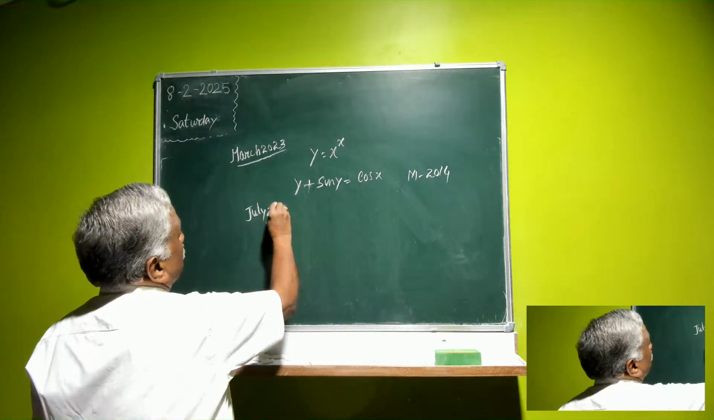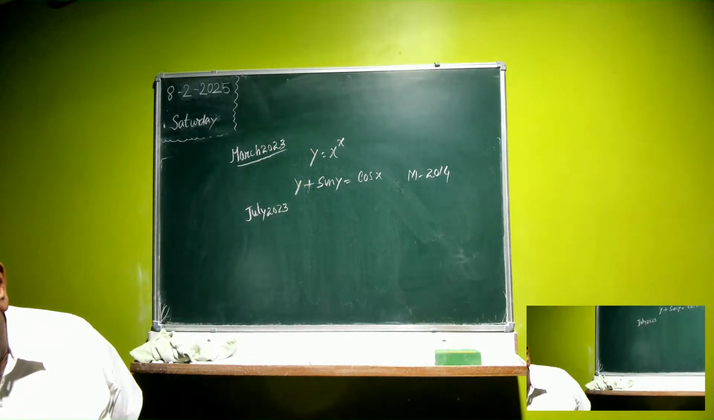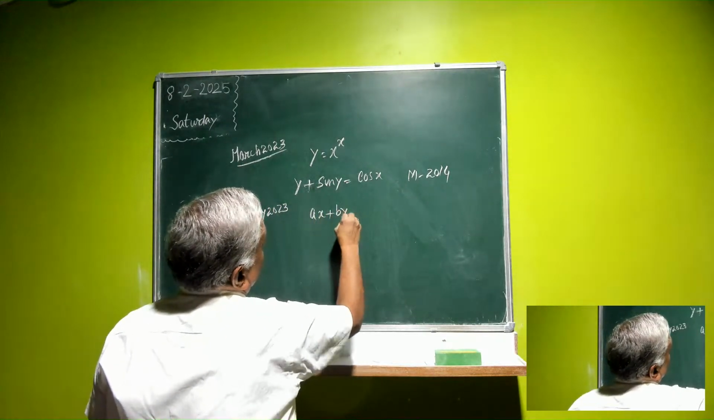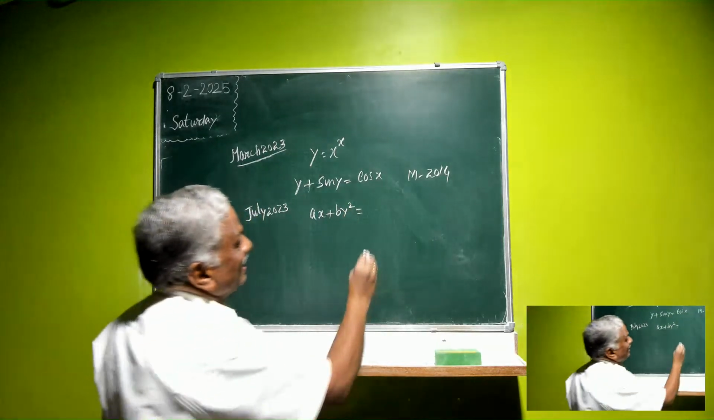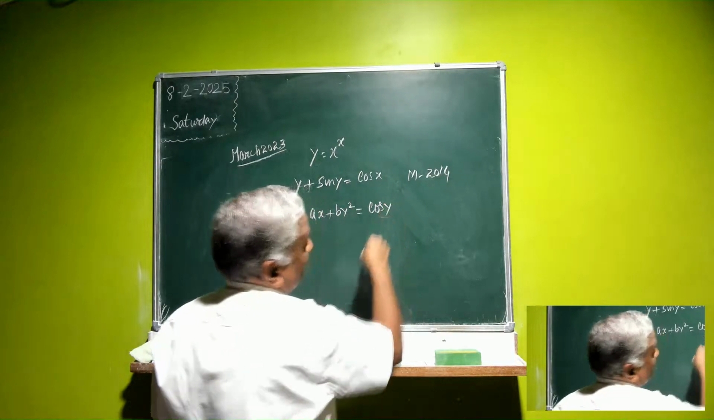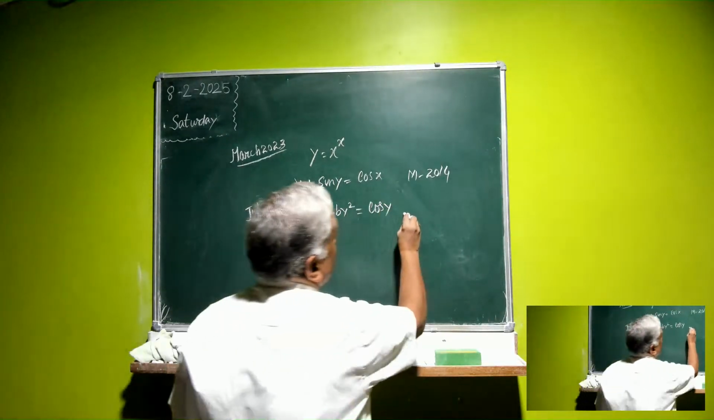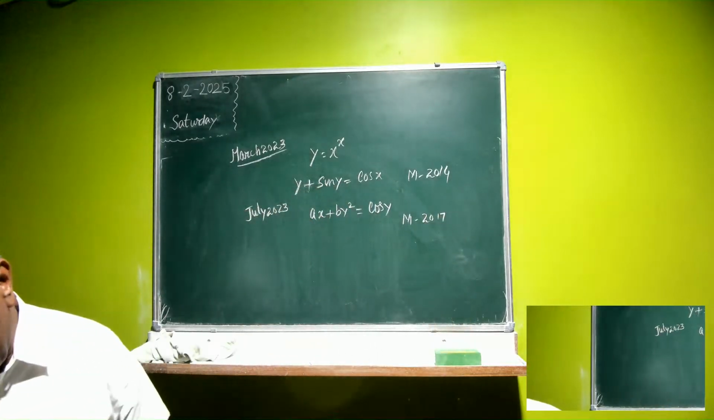Now I move on to July 2023. Ax plus by square is equal to cos y. This has been asked in March 2017. We have already got this. We'll skip this.